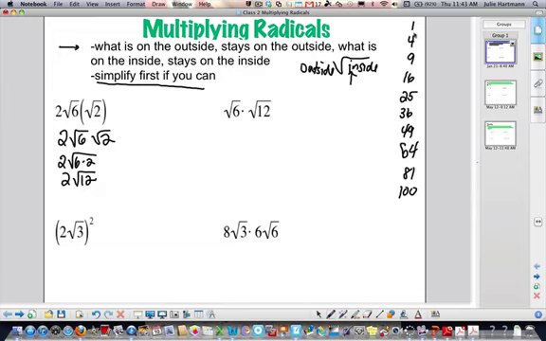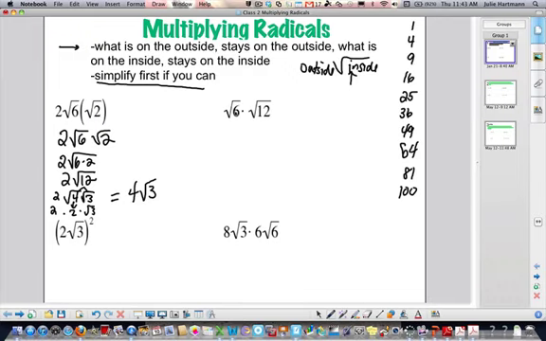Yep, that would be 4. So you have 4 times 3. Keep those in radicals. Square root of 4 is 2. So 2 times root 3 gives us 4 root 3.